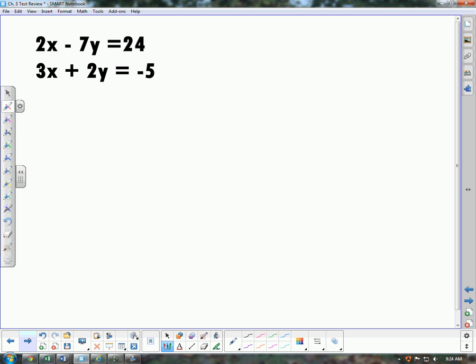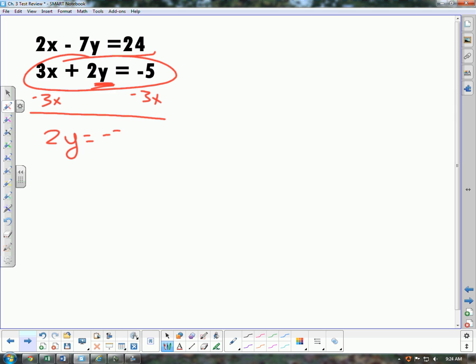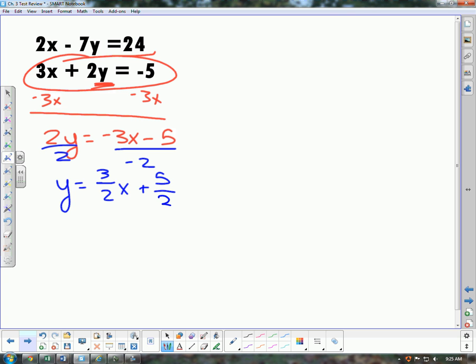With this one, we are going to use the substitution process, and we are going to take that equation first. No, not that one. We're going to take the bottom equation first. That one, and we are going to solve for y. So to get y by itself, we will first subtract 3x from both sides. So you get 2y equals a negative 3x minus 5. Then we would have to divide by 2 to get y equals a positive 3 halves x plus 5 halves.